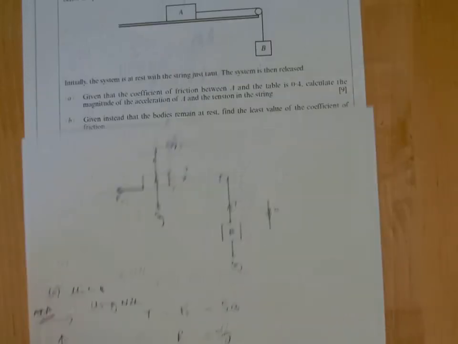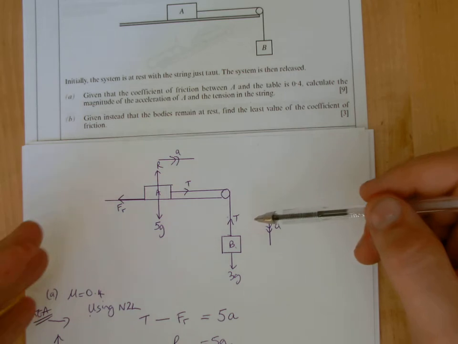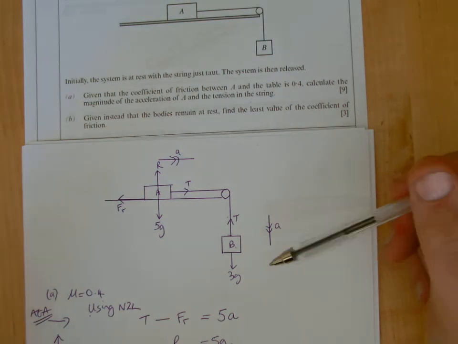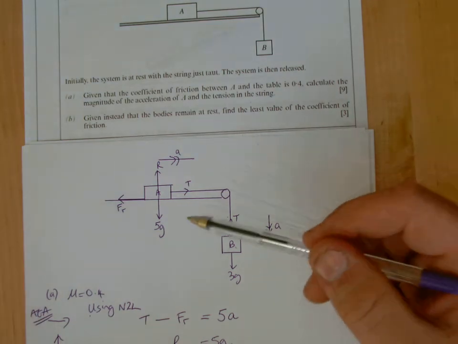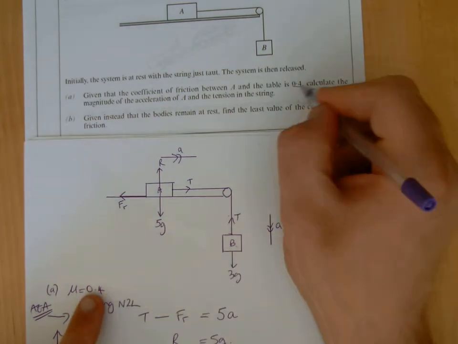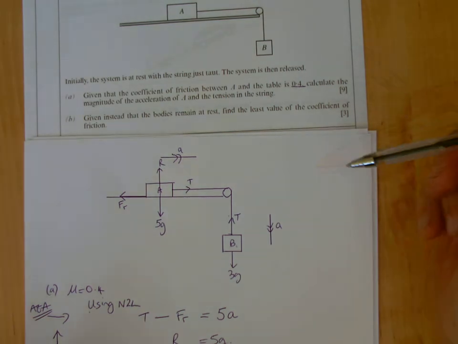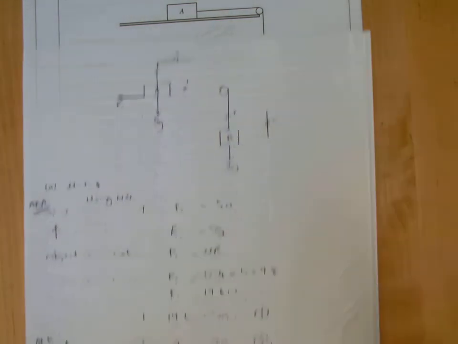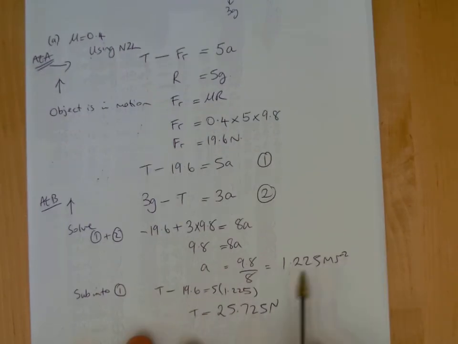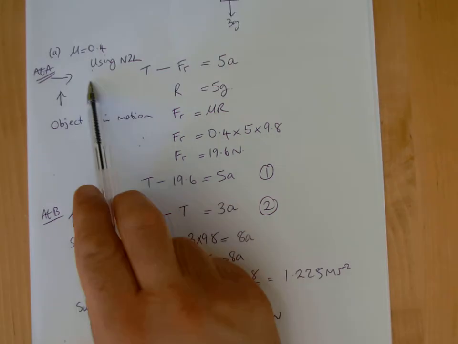Now, part B, it says, given instead the bodies remain at rest, find the least value of the coefficient of friction. So we've got exactly the same setup as we've got here, but it's not moving. So it's at rest, it's saying. Obviously, if that's the case, the value of mu has got to be different to the value of mu that we had here. Because if it was 0.4, the system would move. As we've just worked out, we've got a tension established, but we've got an acceleration. It's moving when mu is 0.4.